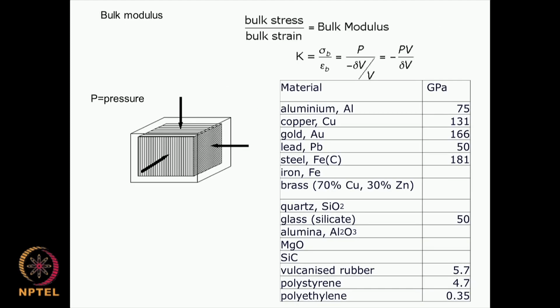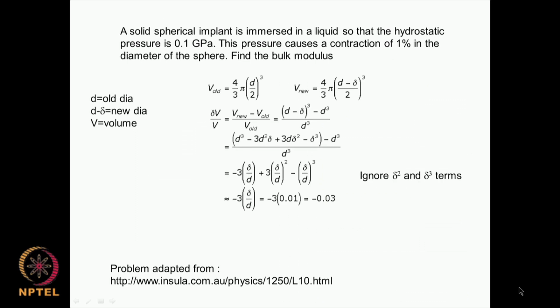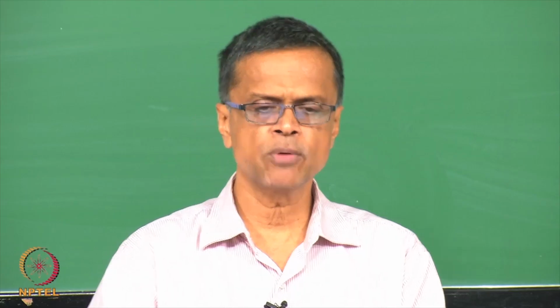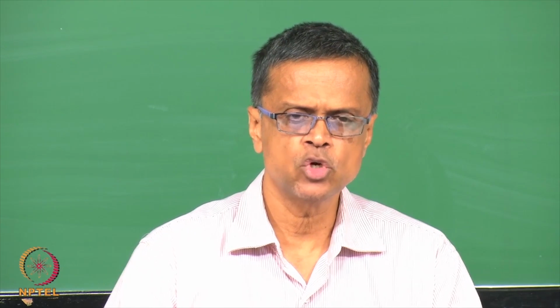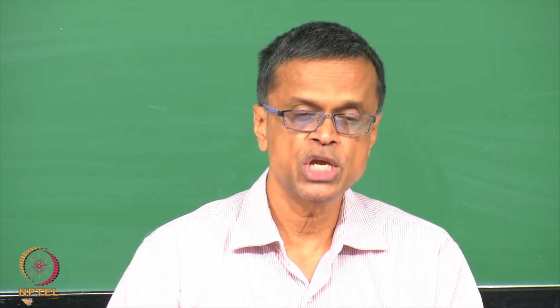So, where is this 3.33? As you can see, polystyrene or vulcanized rubber can have a bulk modulus of that order. If I take a rubber material and it is immersed in a solution which is giving a pressure of 0.1 gigapascal, there could be a contraction in the diameter of the order of 1%. It is an interesting problem which tells you about the overall change in the material dimension.